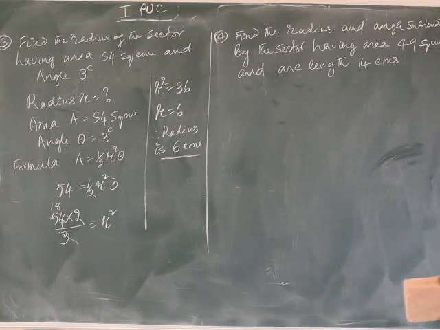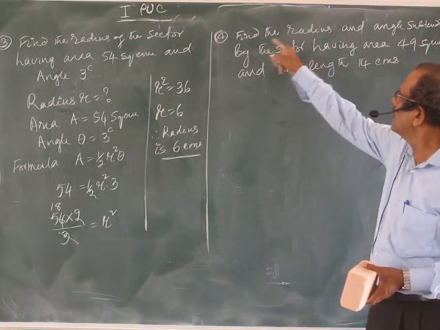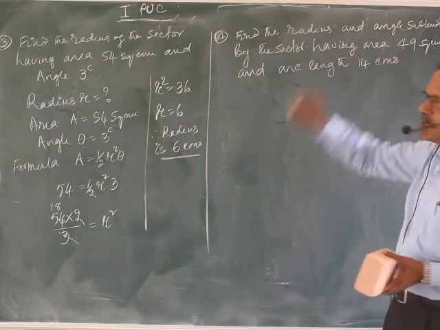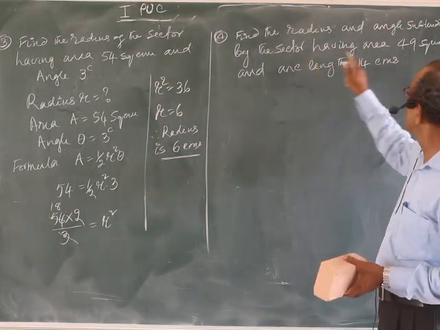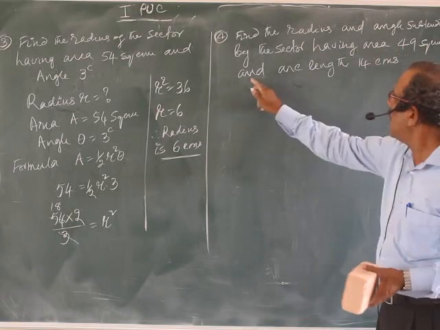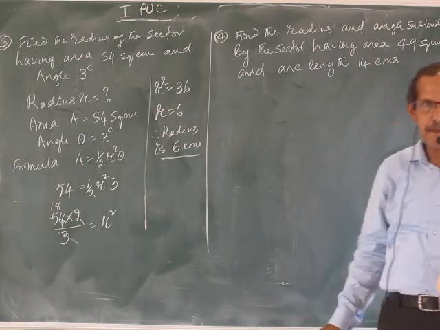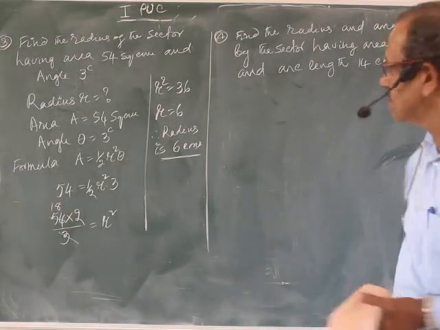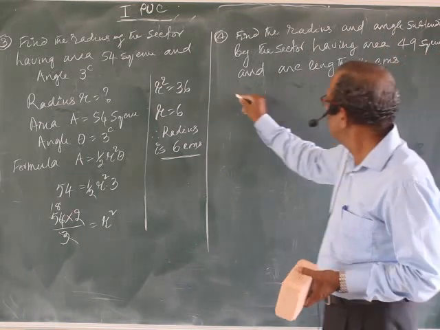Again, very special case here. Find the radius as well as angle of the sector. Area of the sector given. Arc length is given. How to do this?